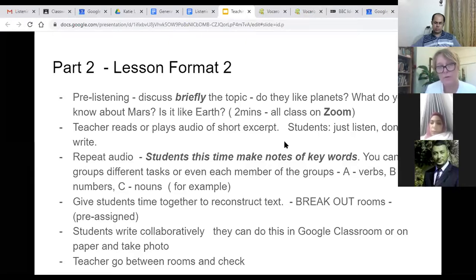Okay, so with this dictogloss, you can reconstruct the text. They go to their breakout rooms, they can discuss it, they can write it down on paper, and they can take a photograph of that and send it back to the teacher, or they can go into Google Classrooms and work on the text together and develop the text. The teacher's role here is really to go between the rooms and check.